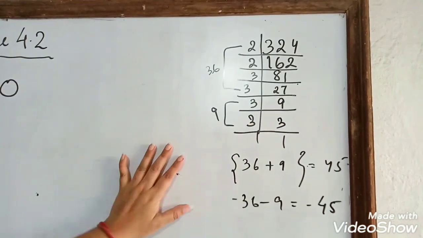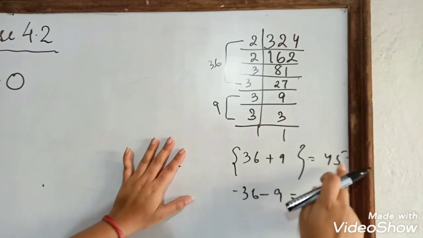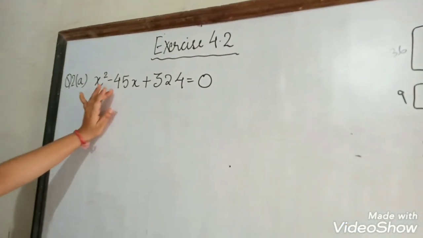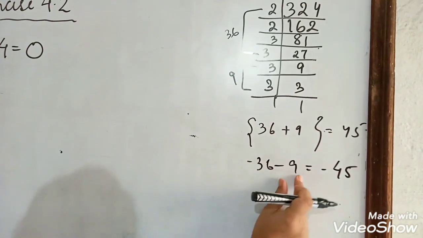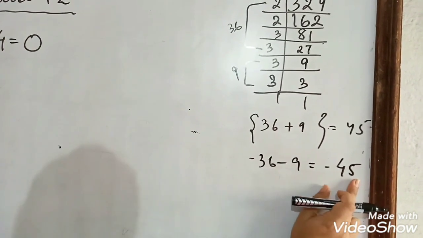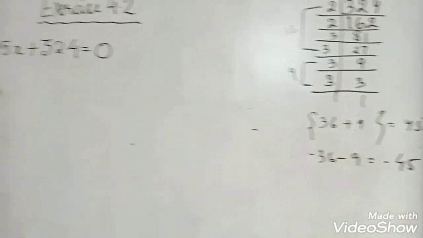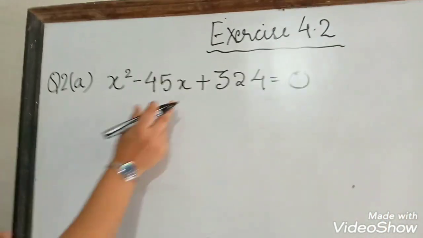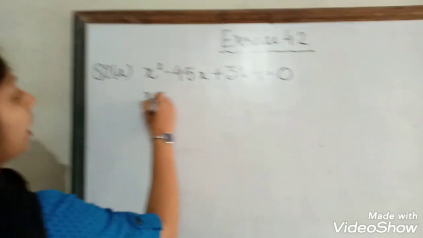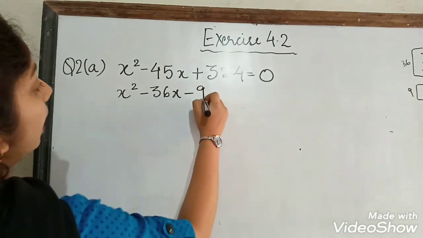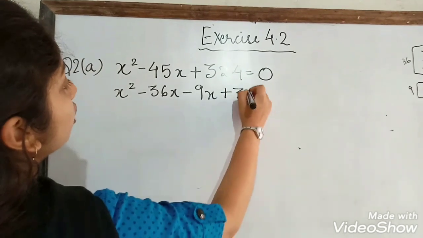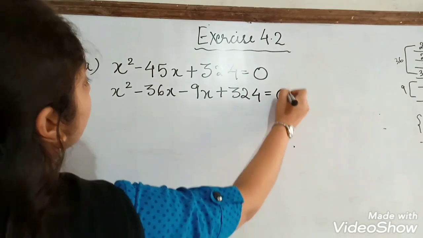Now you know that 36 plus 9 is equal to 45, but over here in our question it is given as minus 45. So naturally, if you have studied integers, it will be minus 36 minus 9, and on addition you will get minus 45. So let us split this middle term. This will be x square minus 36x minus 9x plus 324 is equal to 0.